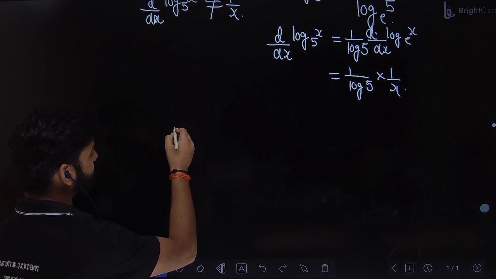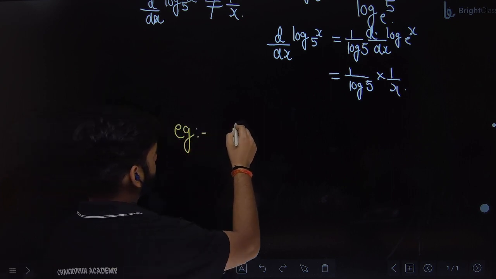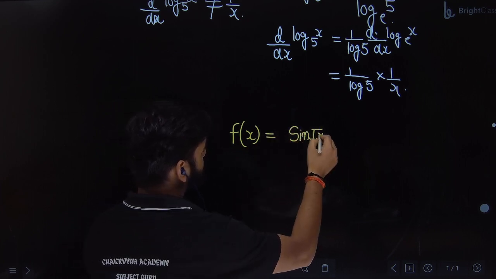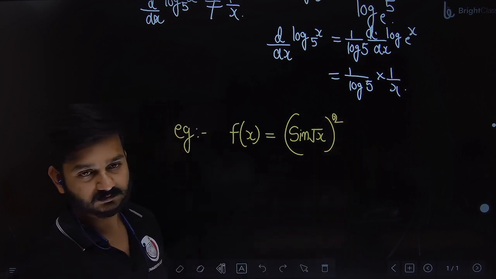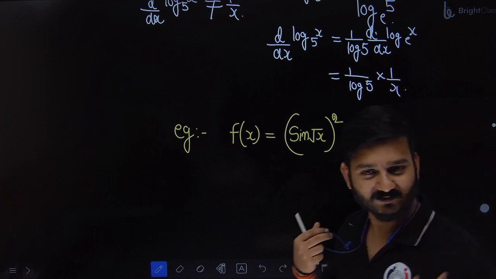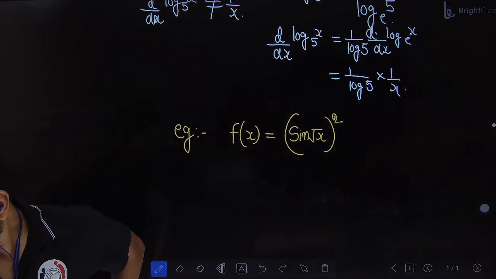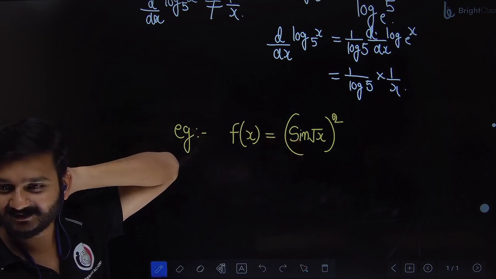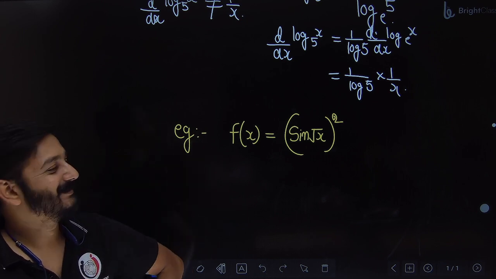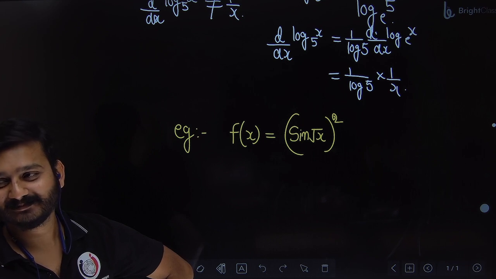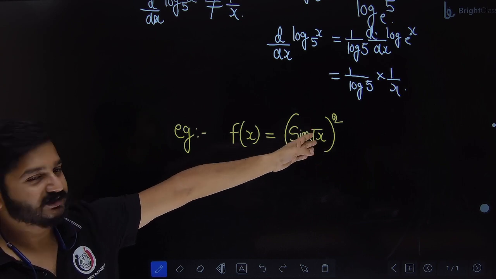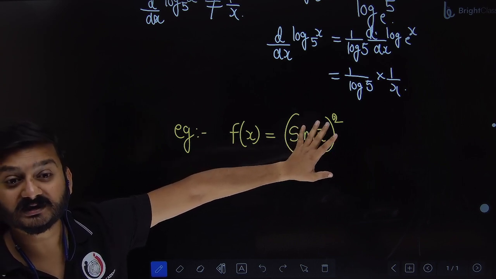So if you take this example, my function is sine of root x, the whole square. What will be the answer? Sine x? No, root and square will not get cancelled. The answer will not be sine x, it is sine square x. Can we do that? No, because the square is not on the input. The square is on the whole function.